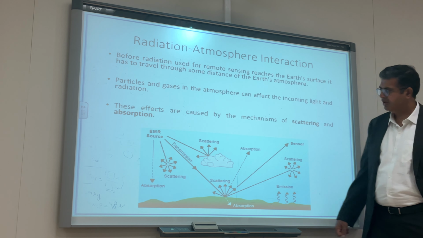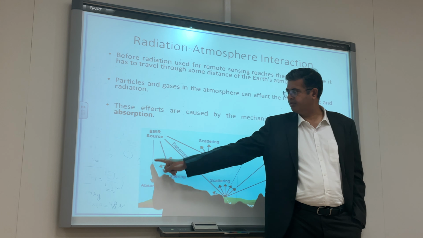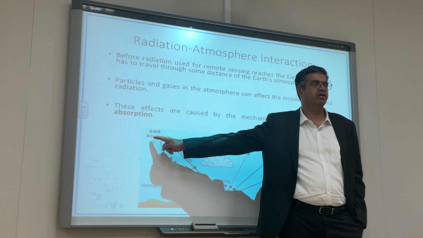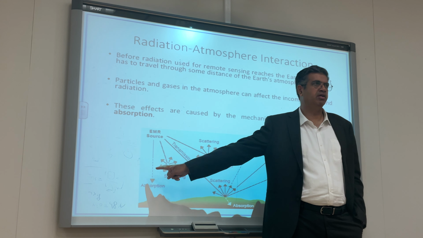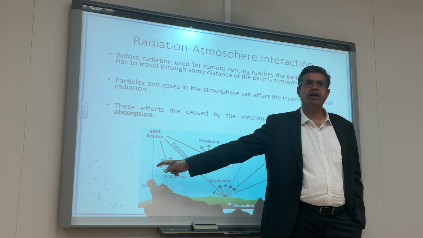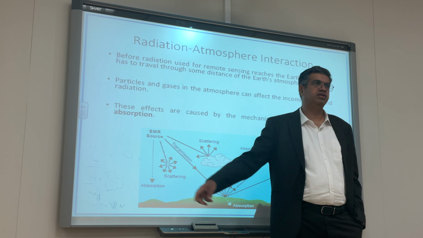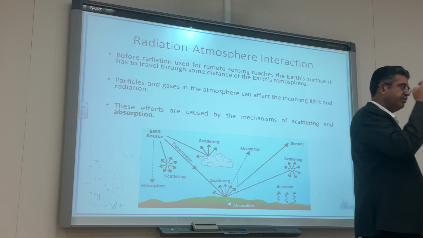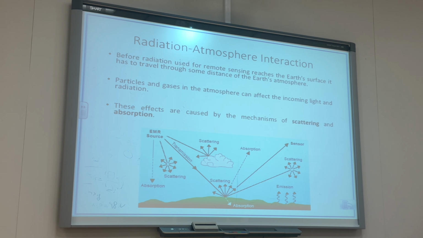The first one is absorption. The electromagnetic radiation is traveling through the Earth's atmosphere, and the particles present in the atmosphere absorb it. So absorption means the radiation is finished, it is no longer present in the atmosphere, absorbed by the particles of the atmosphere.